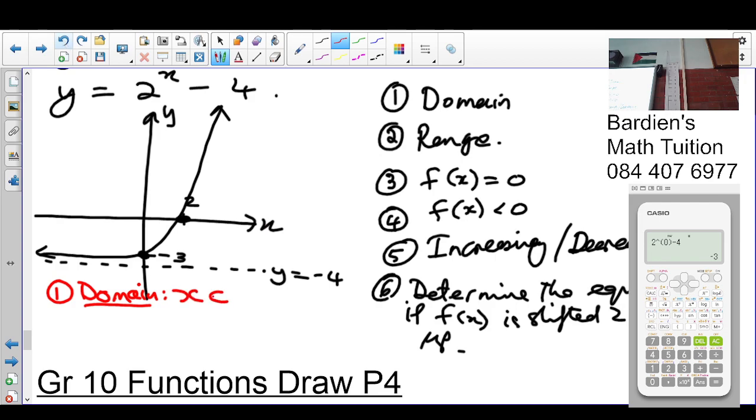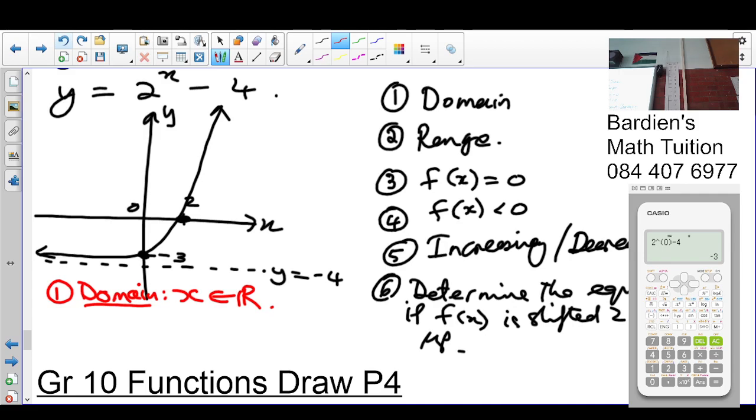Is there any value for which x cannot be equal to here? Well, there's no value, because from negative infinity all the way to positive infinity, the values exist on this graph. And at 0, the graph is going through as x equals 0. So all the values exist. So x is an element of the real numbers.